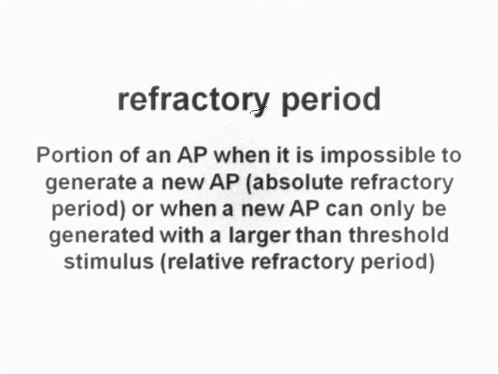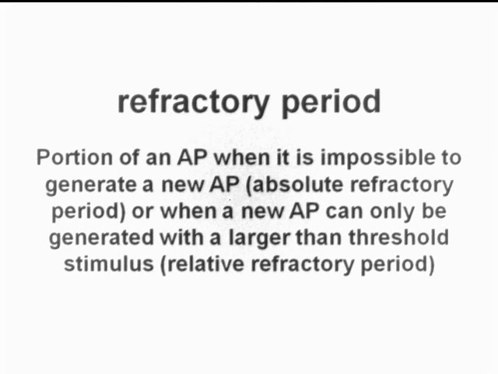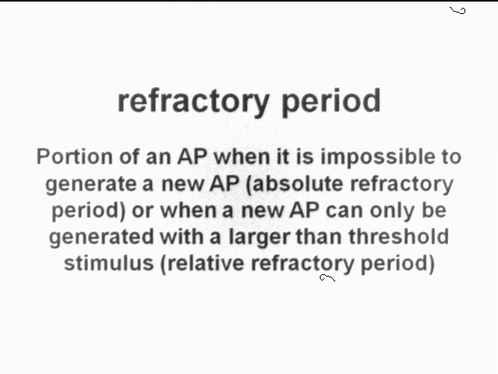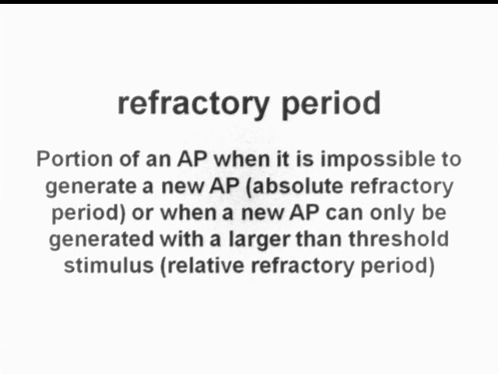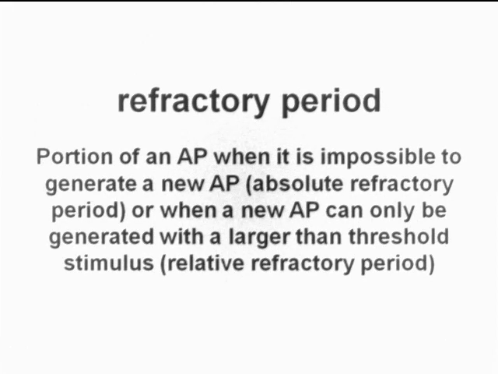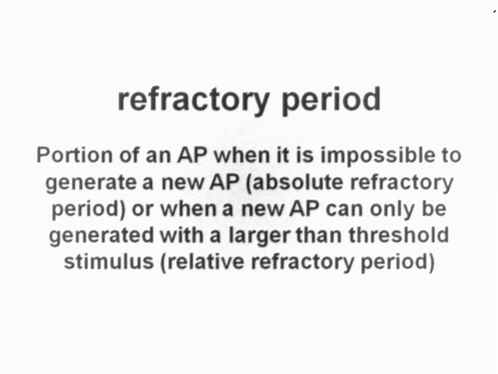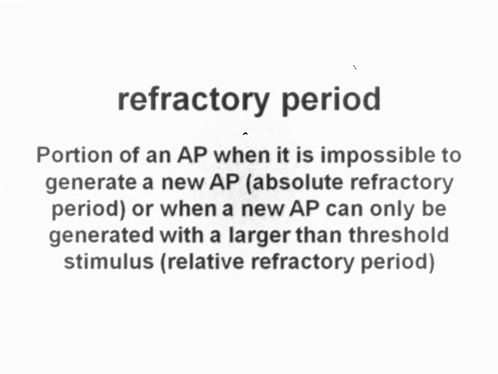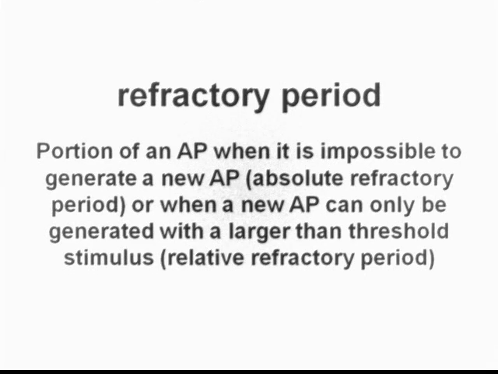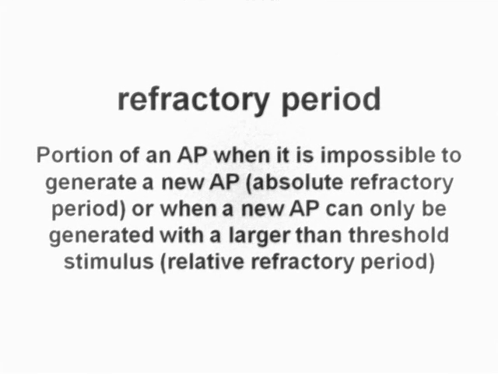It's the portion of an action potential when it's impossible to generate a new AP, that portion called absolute refractory period, or when a new AP can only be generated with a larger than threshold stimulus, relative refractory period. Here, I'm mainly interested in the absolute refractory period. And let's just take a look at how refractory period in skeletal muscle and how refractory period in cardiac muscle matches up with contraction differently.